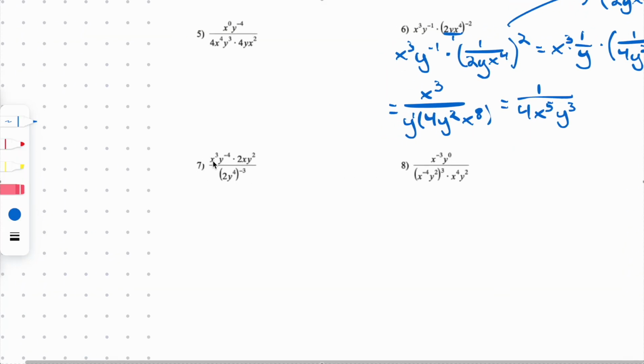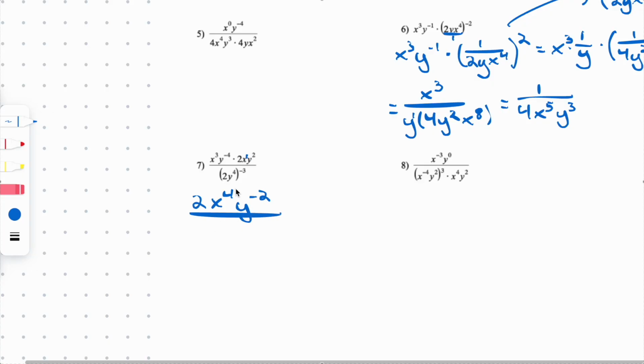Here, let's combine everything on the top. So we have 2, and then we have x to the 3rd. And whenever we have an x by itself, that's the same thing as saying x to the 1st, or any variable to the 1st. And since we're multiplying those, we want to add the exponents. So we do 3 plus 1, and we get x to the 4th. And here we have to add negative 4 and 2. So we have y to the negative 2nd power.